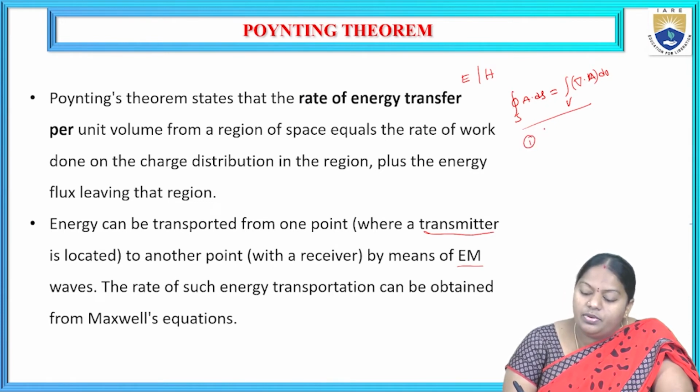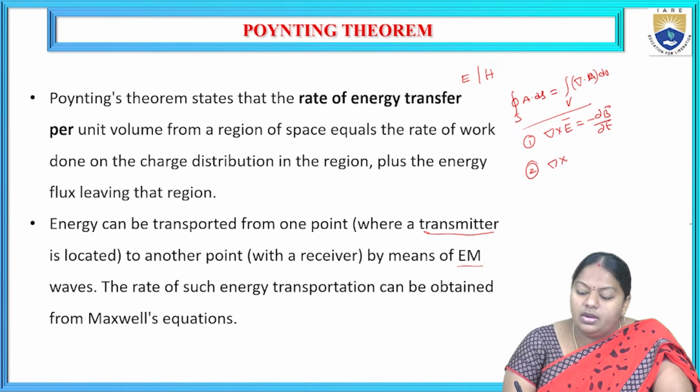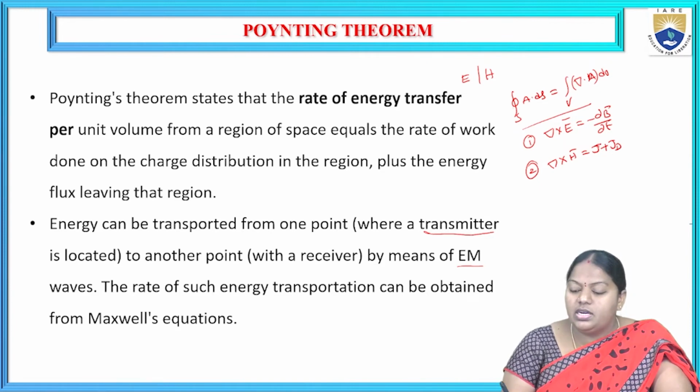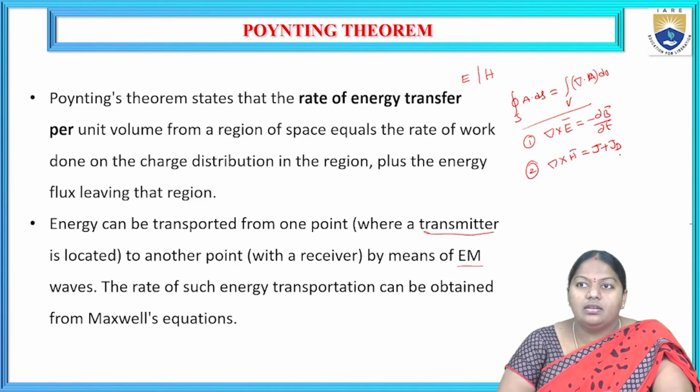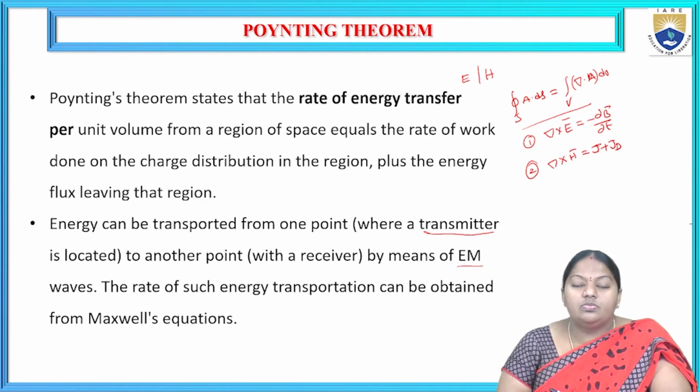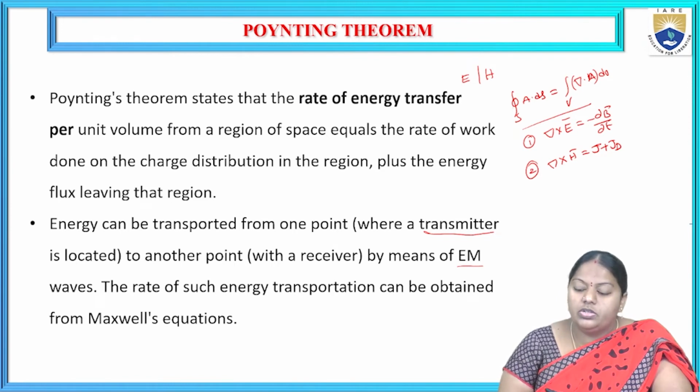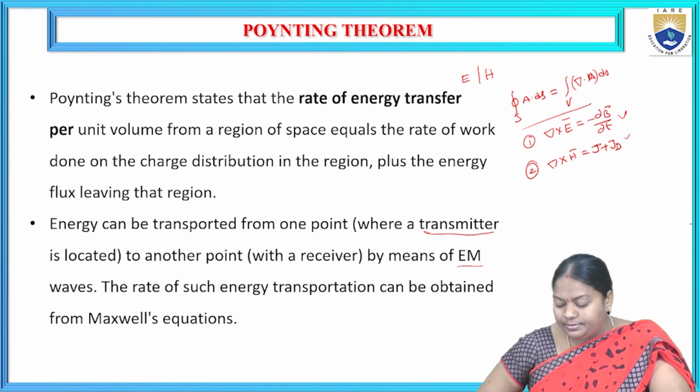One is from Faraday's law, and it states that del cross E bar equals minus dou B bar by dou t. And from the modified form of Ampere's circuit law, del cross H bar is equal to J plus JD, where J is the conduction current density and JD is the displacement current density, right? So in order to derive the mathematical equation for this Poynting theorem, we need to use the two Maxwell's equations which are obtained in the case of time varying fields.